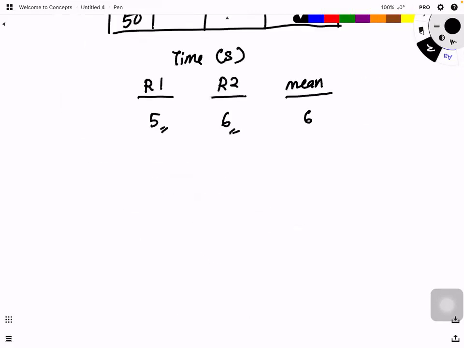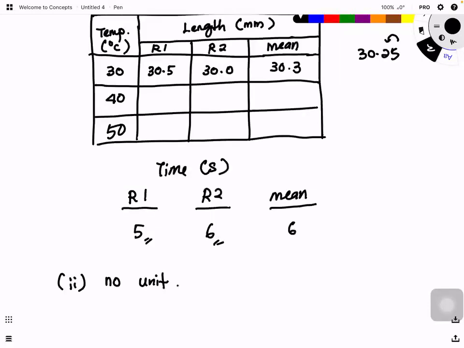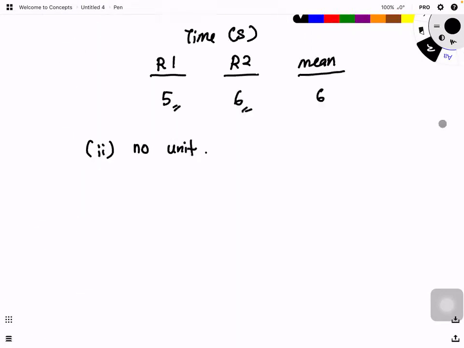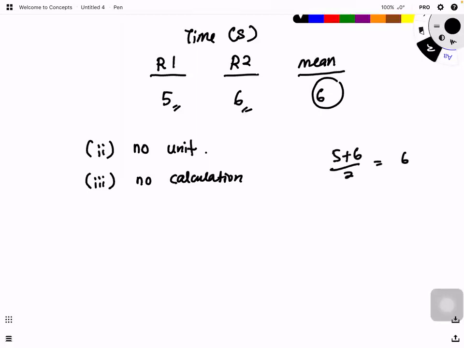Number 2, you must make sure there is no unit when you record your data. Can you see that? In my table, I don't have units. What for? We have a unit here already, so no need to put units everywhere. Are you clear? Okay, so that is record number 2 that we need to know. Record number 3, no calculation. Let's say for the mean, you don't put your calculation inside the table. For example, you straight away write 6. You don't put 5 plus 6 divided by 2 equals 6. No calculations inside the table. Are you clear? This is number 3.